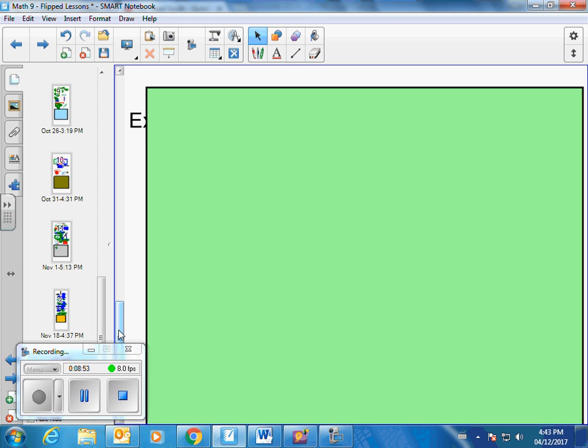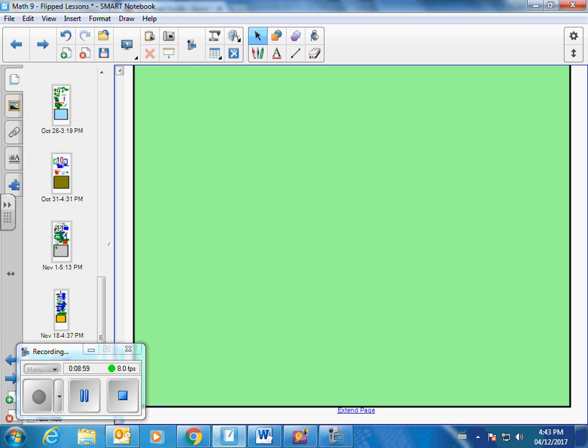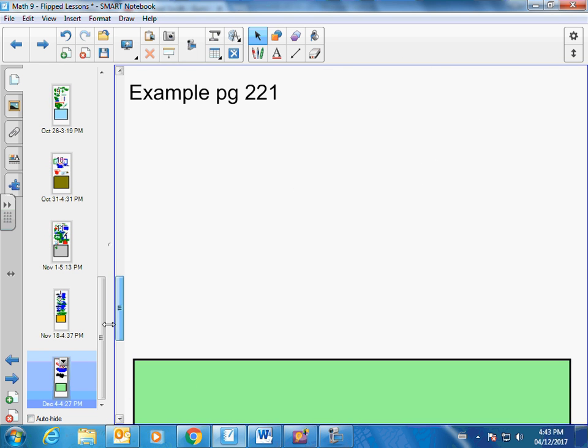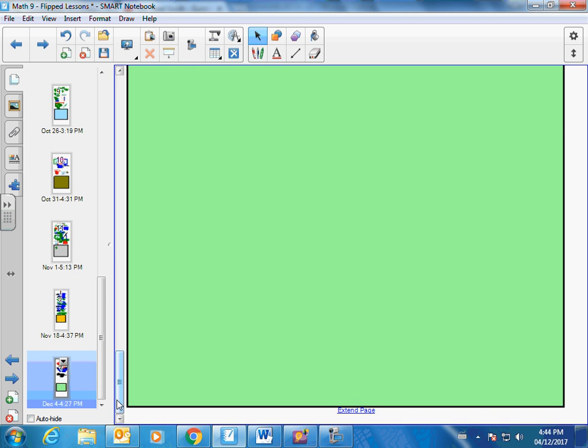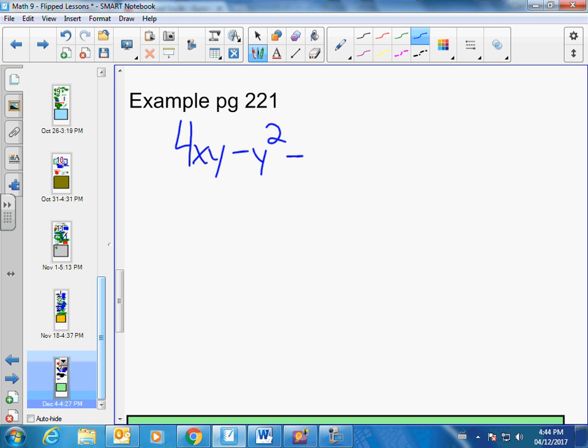And then the very last example is on page 221, and this is an example of what to do when we have multiple variables. And I don't just mean exponents, when I've got more than one variable involved in my sentence. So the example they give us here is 4xy minus y squared minus 3x squared plus 2xy minus x minus 3y squared.